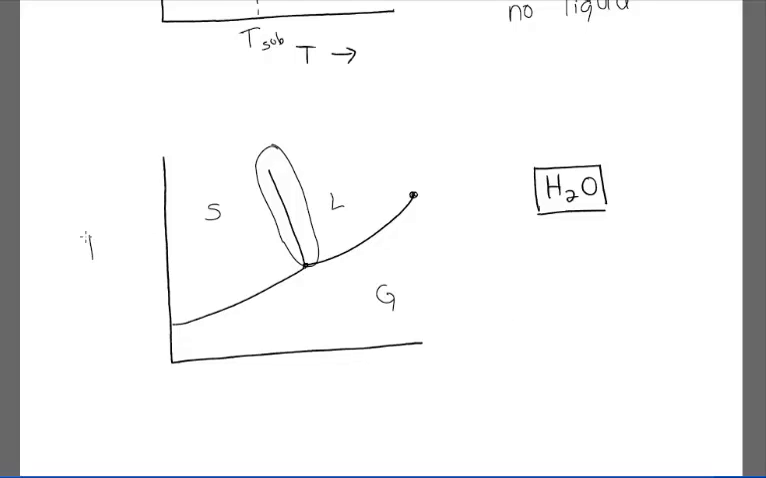All right, so again, this is pressure going up, temperature going to the right. And so for water, the negative slope is what's characteristic of the solid to liquid equilibrium.